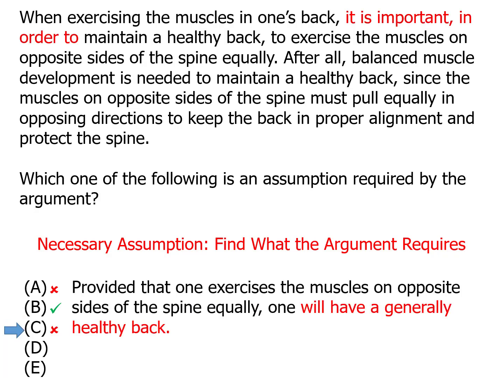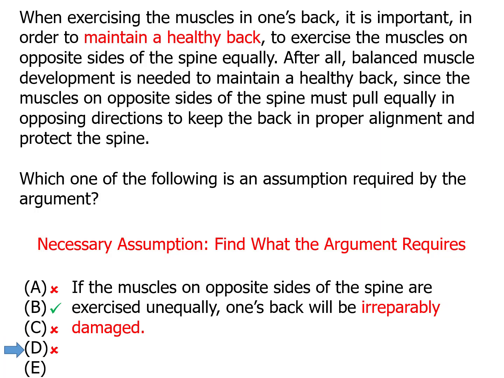Answer choice C ends up being wrong for the same reason that answer choice A does. It's a necessity sufficiency problem. This argument is trying to prove that exercising your muscles equally is needed for a healthy back. This answer choice says that if you do it, you will have a healthy back. That's confusing a requirement with a guarantee, so it's not our answer.